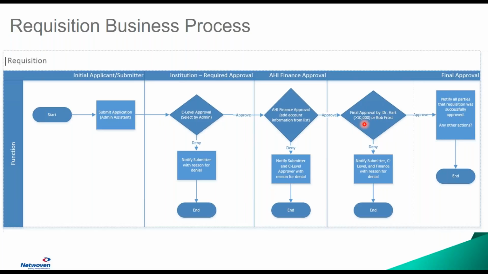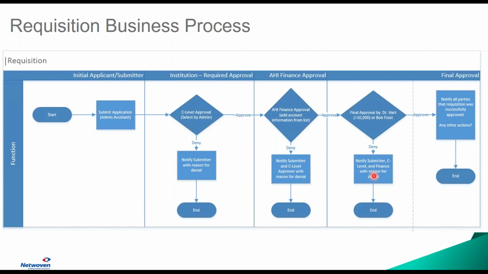If the value of the requisition is greater than $10,000, it goes to this Dr. Hart. Otherwise, it's going to go to another individual named Bob Frost. So depending on the situation, we will send the proper notification to one of these. And if it's approved, we let everyone know. If it's denied, we actually notify everyone.